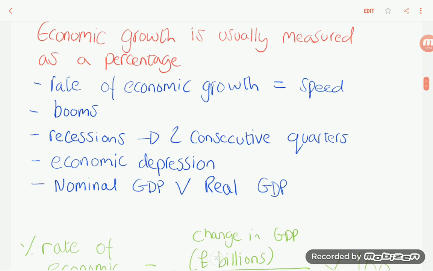Long periods of high economic growth are often called booms. If there's negative economic growth for 2 consecutive quarters, that's 2 3-month periods, this is called a recession. A long recession is often referred to as a slump. An economic depression is worse than a recession. It's a sustained economic downturn which lasts for a long period of time, for example, several years.